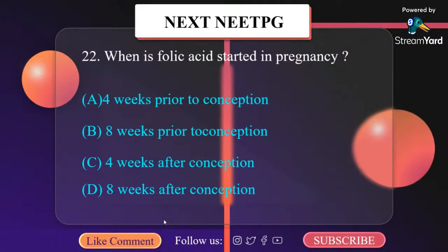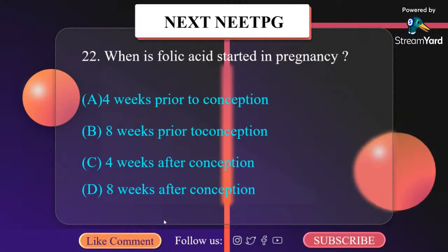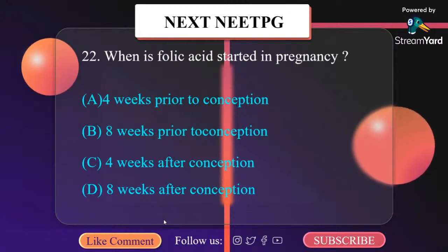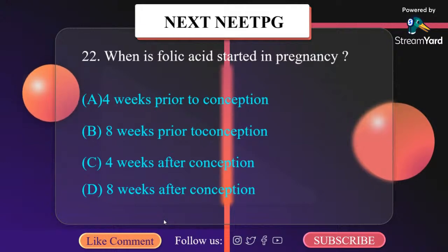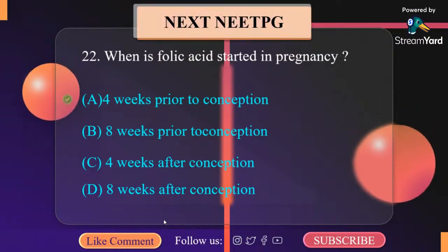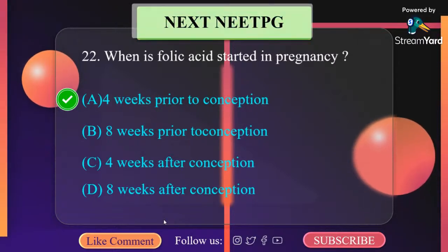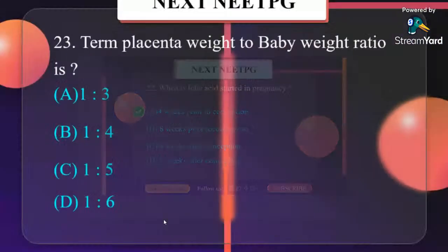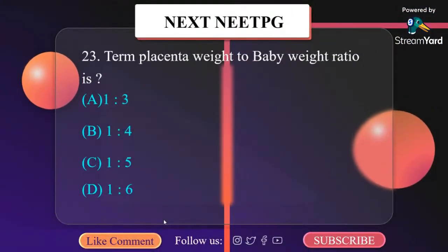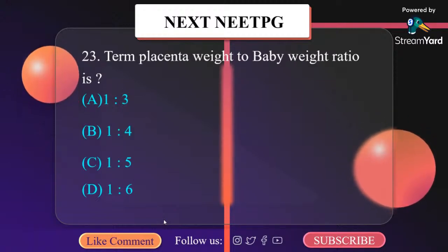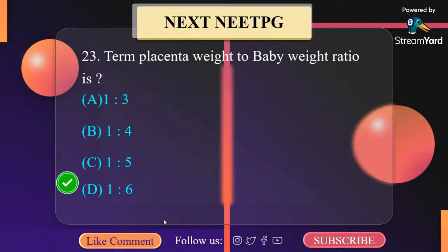When is folic acid started in pregnancy? A. 4 weeks prior to conception, B. 8 weeks prior to conception, C. 4 weeks after conception, D. 8 weeks after conception. It is 4 weeks prior to conception. Term placenta weight to baby ratio is A. 1 is to 3, B. 1 is to 4, C. 1 is to 5, D. 1 is to 6. It is 1 is to 6.